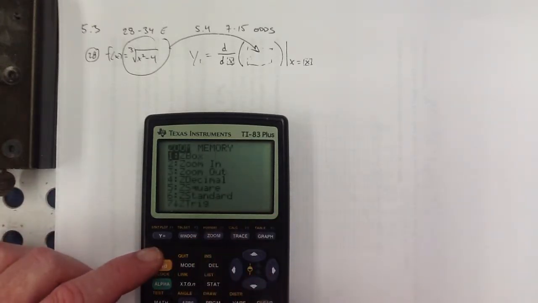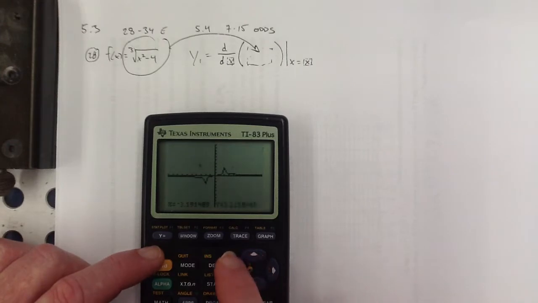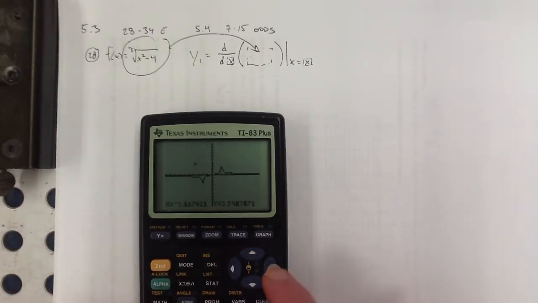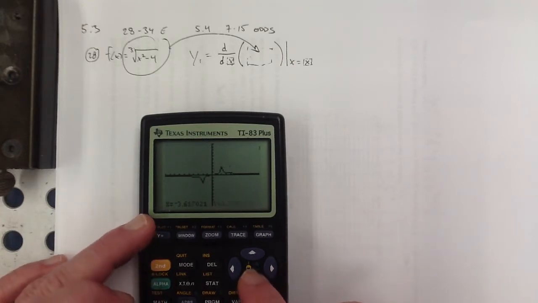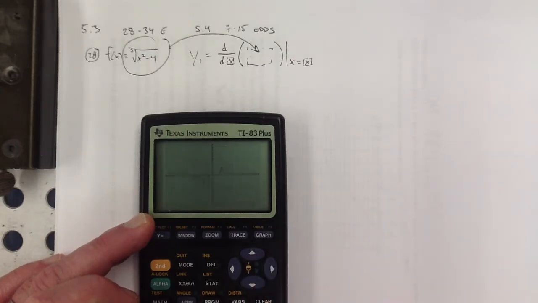Okay, so I would like to, you don't have to do this, I'm going to do a zoom box, and I'm going to make that box go around the stuff that looks interesting and important to me. So I think I'm going to do something like this. Again, I don't think this is absolutely necessary, but I'd like to get a little bit better look at that.